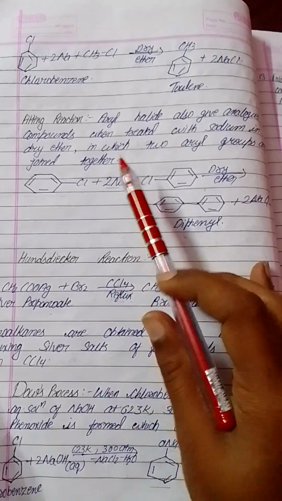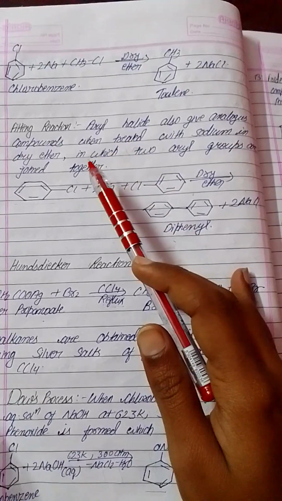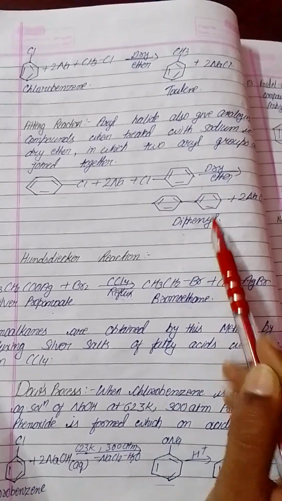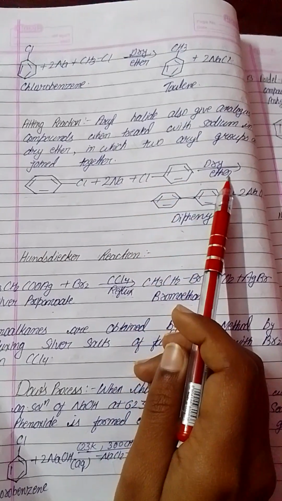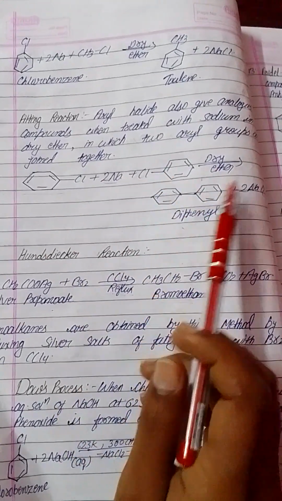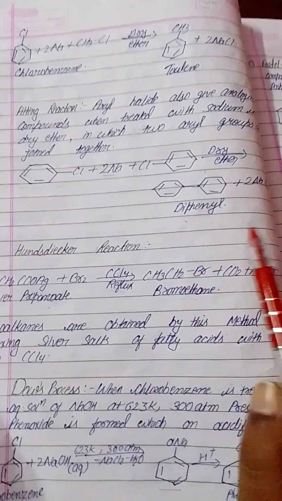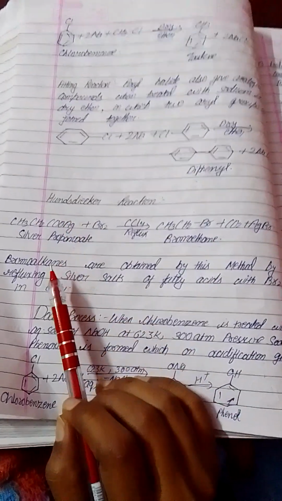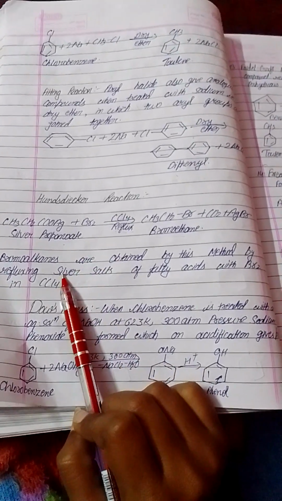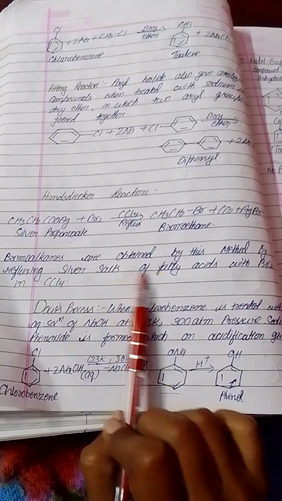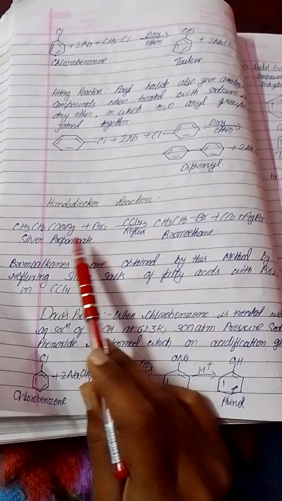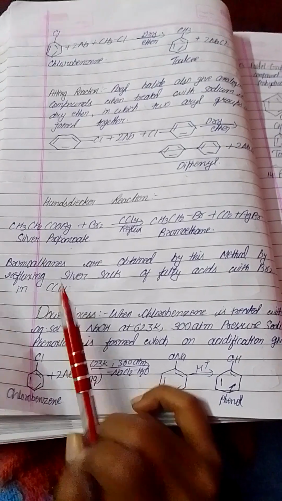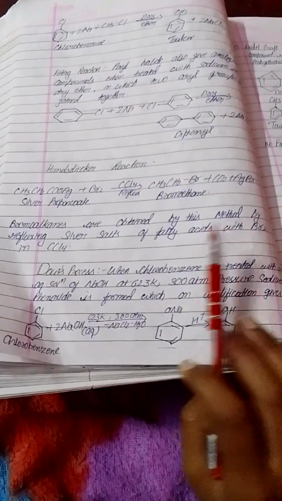Next is the Fittig reaction. When aryl halide is treated with sodium in the presence of dry ether, it gives an analogous compound in which two aryl groups are joined together. And here is the example of diphenyl. Next is the Hunsdiecker reaction. In this reaction, bromoalkane is obtained by refluxing the silver salt of a fatty acid with Br2 in CCl4.